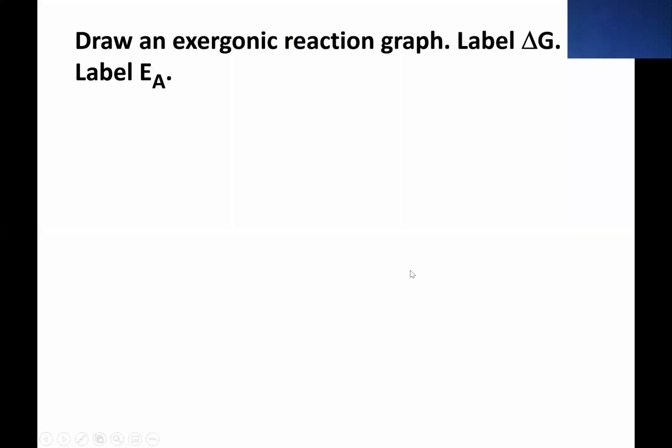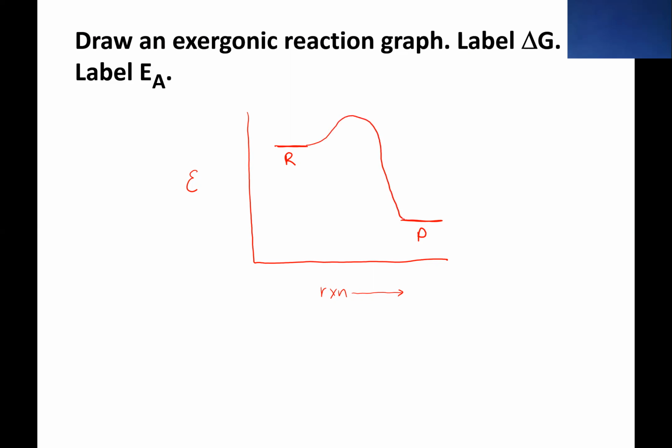All right, so I want you to try this on your own. Draw an exergonic reaction, label the delta G, label the EA. So go ahead and pause. And then when you come back, hopefully you drew something like this. Right, so it's energy, it's the reaction taking place along this x-axis, and you're going to start off with more energy in the reactants, less energy in the products, and then when you draw that graph, you just give it a little hump and then connect the lines.